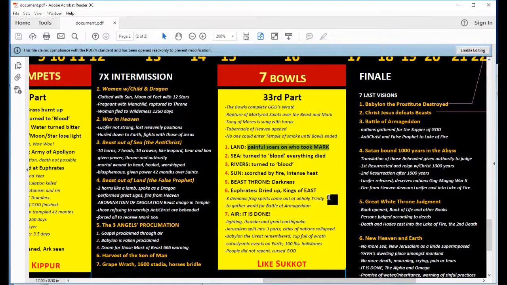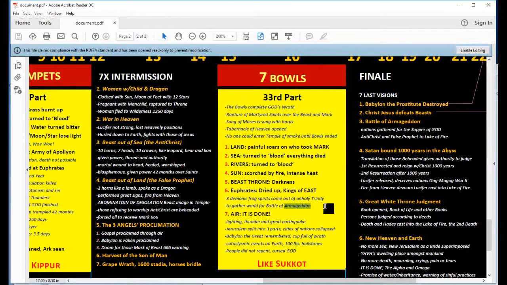Some people refer to this as the unholy trinity. And these demonic forces are described as frog spirits. Well, this is probably where we get the idea of reptilians. This is how the Bible describes them. And they are gathering the world for Armageddon. That's why that other battle with the blood up to the horse's bridle is not the Battle of Armageddon, because that hasn't happened yet. They're gathering in the valley of Megiddo. That's why it's called Armageddon.